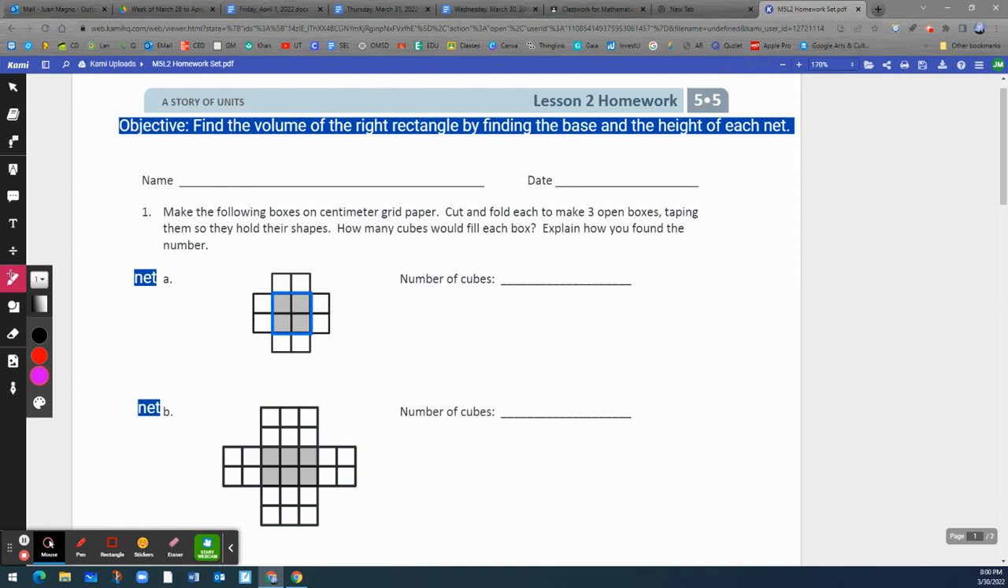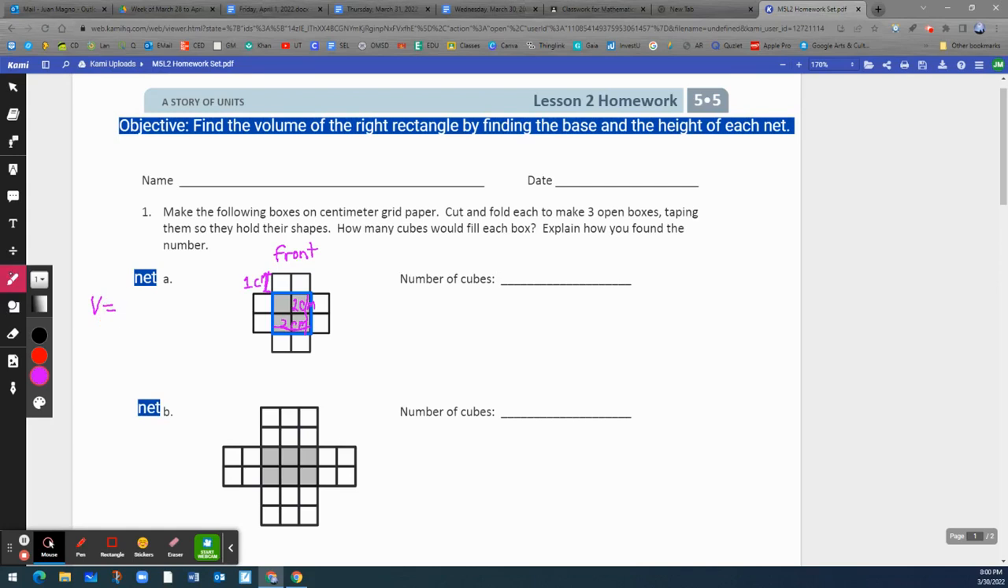It has the length that goes from left to right, and that is 2 centimeters. Actually, that's the width. The width will be 2 centimeters. And the height of this shape, this is the front face of this right rectangular prism. So that will be 1 centimeter.